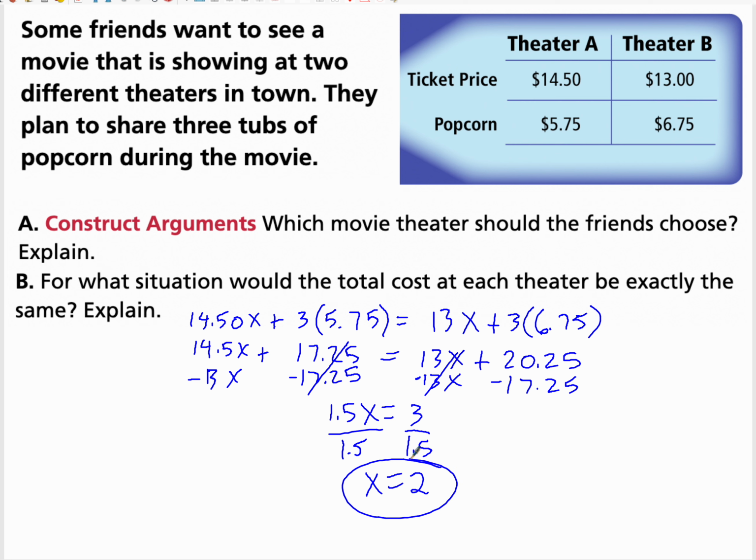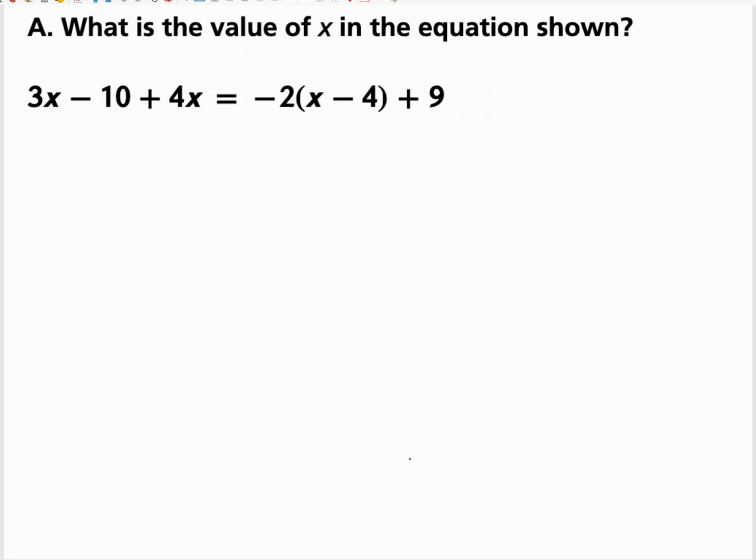So that x equals 2 means that if 2 people go to the movies, it doesn't matter which one they go to, the tickets and popcorn will cost the same. If 1 person goes and eats 3 tubs of popcorn by himself, he should go to Theater A. If 3 or more people go to share those 3 tubs of popcorn, then they should go to Theater B. That's the kind of thing we want to be able to do with solving equations with variables on both sides. So we're going to jump right into it, work our way through all of the examples on the page, and see if we can get out of here.